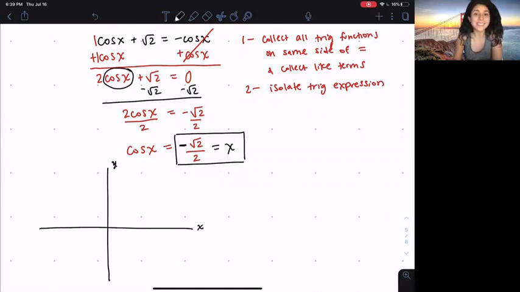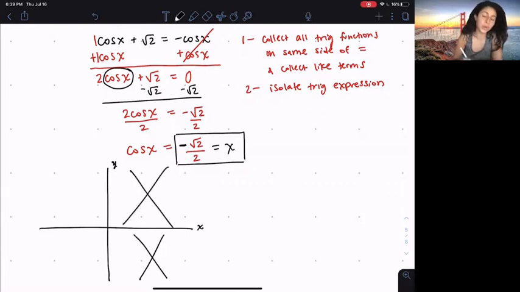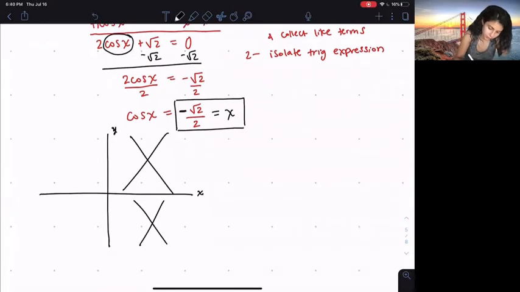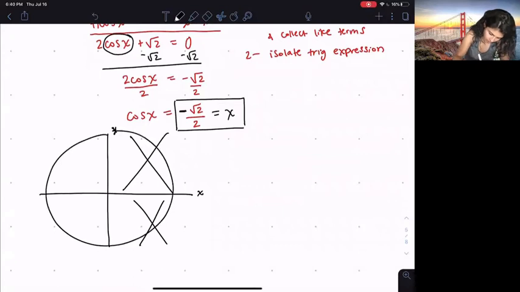Well, if we want our x's to be negative, they're going to have to be on the left side. That rules out quadrant 1 and quadrant 4. We must be in quadrants 2 and 3. So real quick, I'm going to draw my unit circle. You don't need to draw it. I like to sometimes. And if x is negative root 2 over 2, it's not at negative a half.